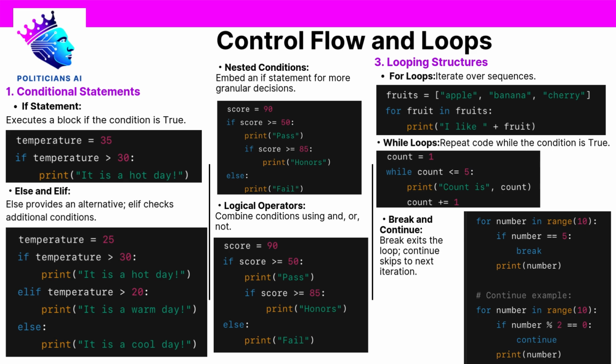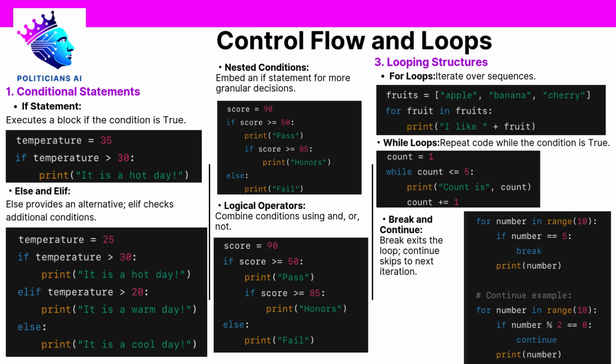In conclusion, today we covered the fundamentals of control flow and loops in Python. We learned how the if, elif, and else statements allow the program to choose between different actions based on conditions. We saw how nested conditions enable more detailed decision-making and how logical operators combine multiple conditions effectively. We then moved on to loops, exploring how for loops iterate over sequences and while loops repeat actions until a condition is met. We also discussed the importance of the break and continue statements in managing loop execution.